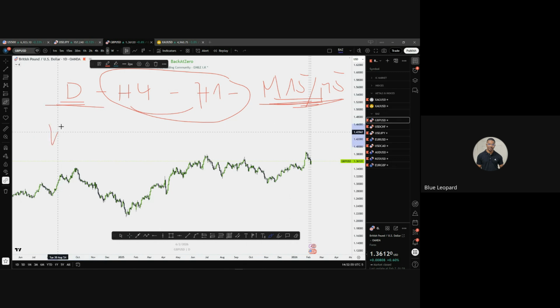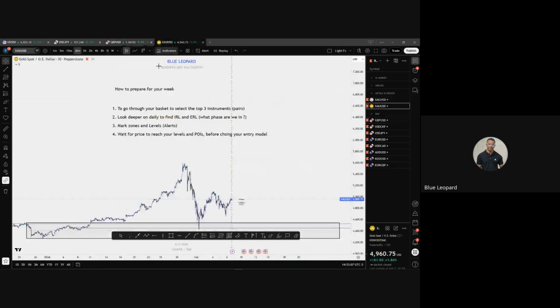That's why we are using the weekly to look at the candle, the daily to look at the zones, and then we will go on H4 and we will start seeing the structure. And from there, we will have our zone marked. Okay, these are the steps here.